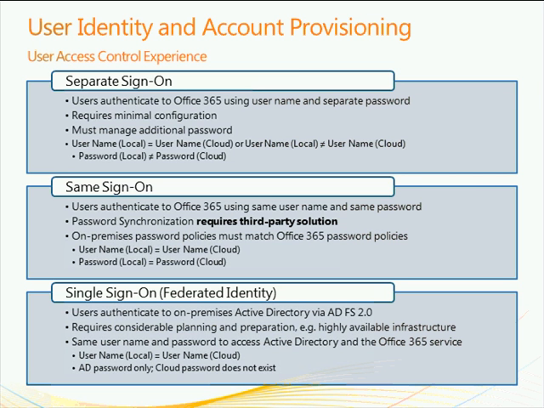Another option might be a same sign-on scenario. And what I mean by same sign-on is that behind the scenes, the two identities are separate. They have a username on premises and a password on premises. That combination gets them into on-premises resources. And they have a username and password in the cloud in Office 365 that gets them into those resources. However, using something like a password synchronization tool allows those credentials to be the same so that they don't have to remember additional passwords. They're always using the same sets of credentials.